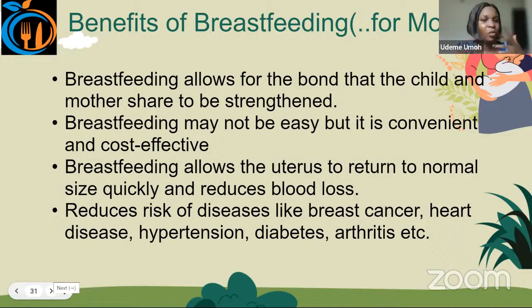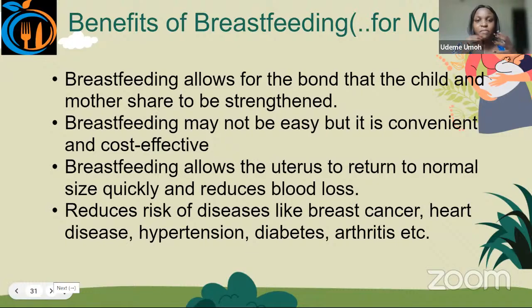You can bring it out anywhere. You don't have to start going to boil water. You don't have to start preparing. And then it reduces the risk of infection that children get from those bottles we use, both the feeding bottles, the spoons, all of those stuffs. It reduces the risk of infection for children. It also boosts their immunity. So here, it said it allows your uterus to return back to the normal size and reduce blood loss.